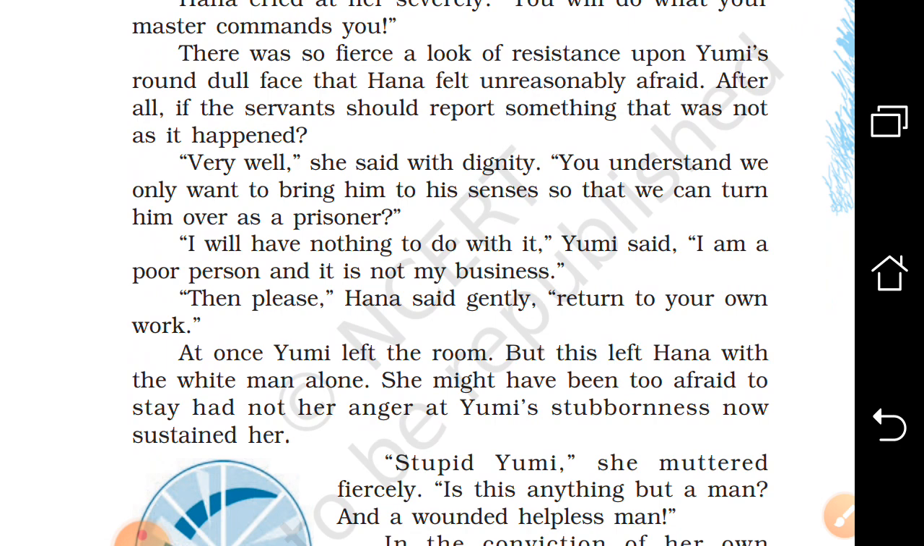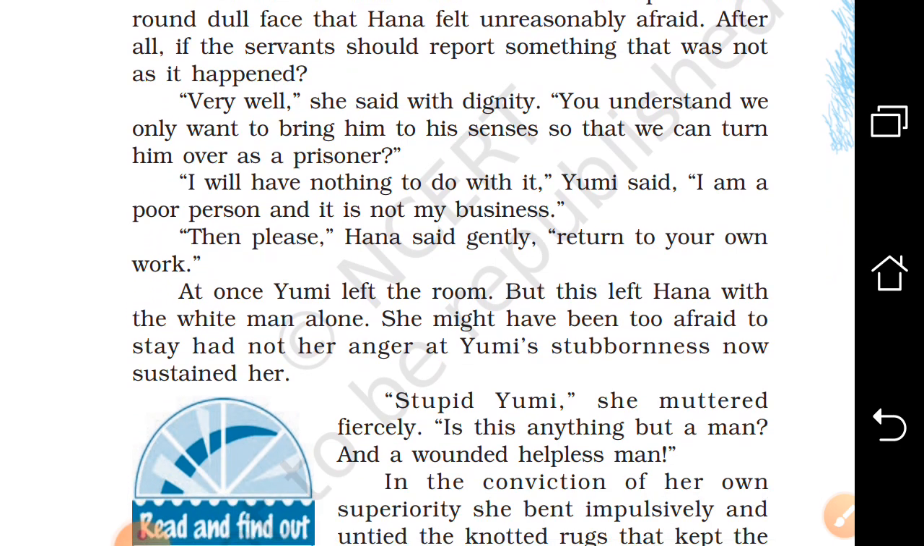Actually, the doctor has gone out to bring his paraphernalia. By then, Hannah was alone in that room. But she gained courage only because she had a tough time with Yumi.